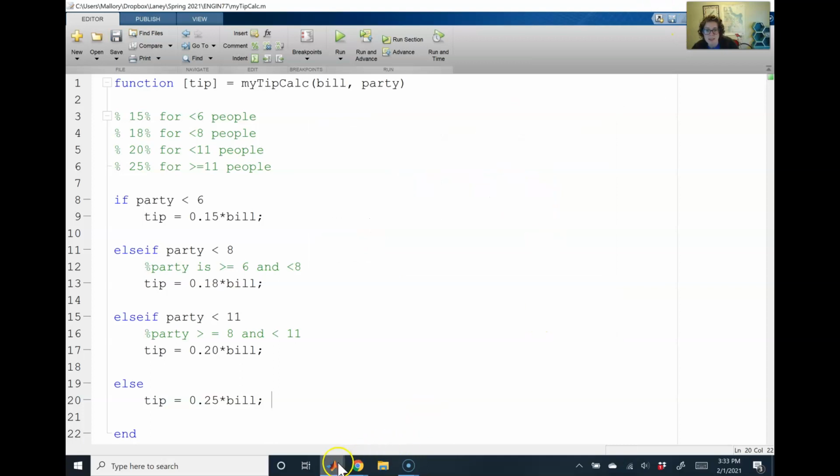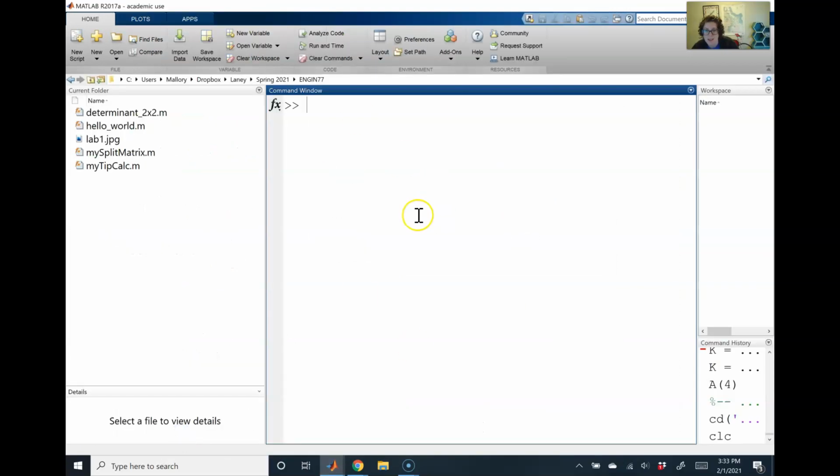I'm going to minimize this so that I can go to my command window here. And I'm going to type the test cases. The book is great. It has lots of test cases for these example problems. Your labs will also have test cases so you can make sure that your code is working. So T is my tip calc, we have 109.29, we have 3 people. And our tip is 1639.35. Or sorry, 16.3935.